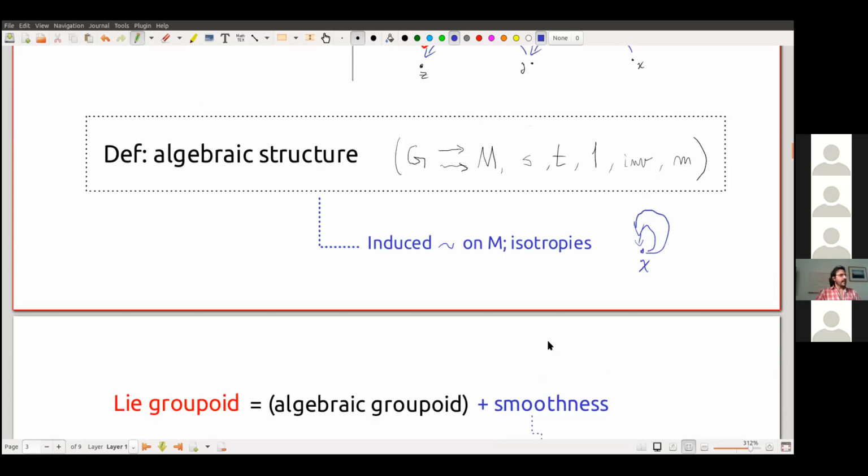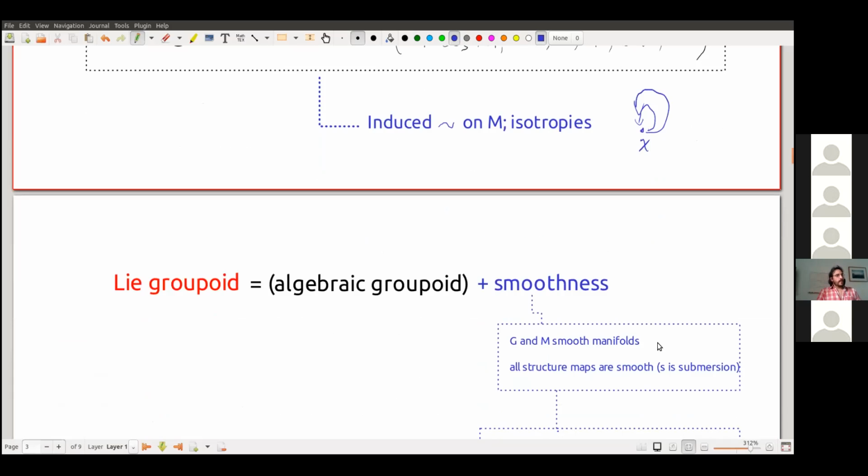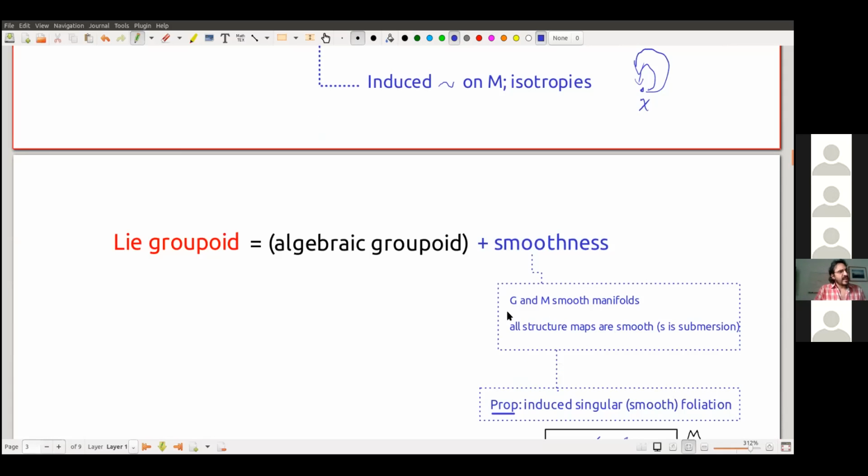Okay, so now let's think quickly about Lie groupoids. So this is very parallel to the idea of a Lie group. So there is the algebraic part of the structure, and then there is the smoothness condition. So in this case, it means that the set of all arrows is a manifold, has a manifold structure, as well as M, and all the structure maps are smooth. One also includes the condition that the source map is a submersion. But this has many consequences.